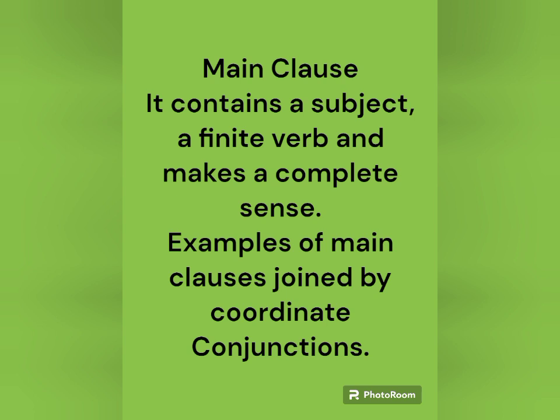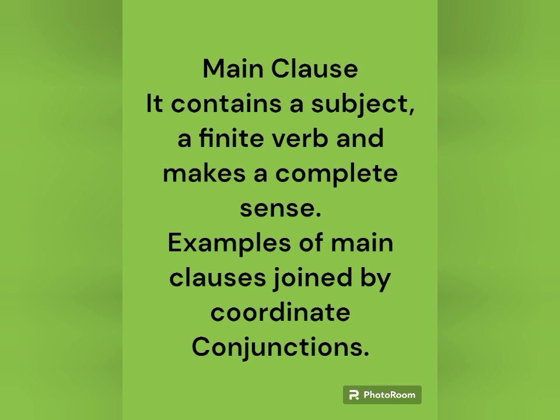The main clause contains a subject, a finite verb, and makes a complete sense. The main clause looks like a simple sentence. It makes complete meaning on its own. Now, what do we mean by subject and finite verb? Subject is the performer of an action. Any complete sentence must have a subject. The subject is the initiator of an action, the person that performed an action.